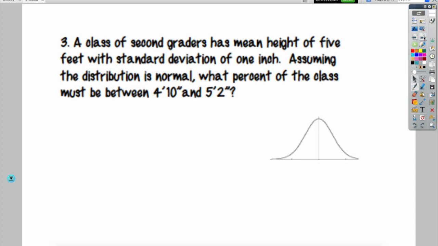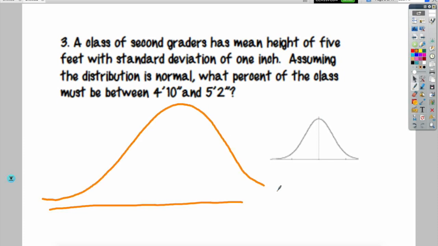Okay. So it says a class of second graders has a mean height of 5 feet with a standard deviation of 1 inch. Assuming the distribution is normal, what percent of the class must be between 4'10" and 5'2"? Let's create the normal distribution curve for this. I'm going to make my own, because like I said, my handwriting is too big for this.